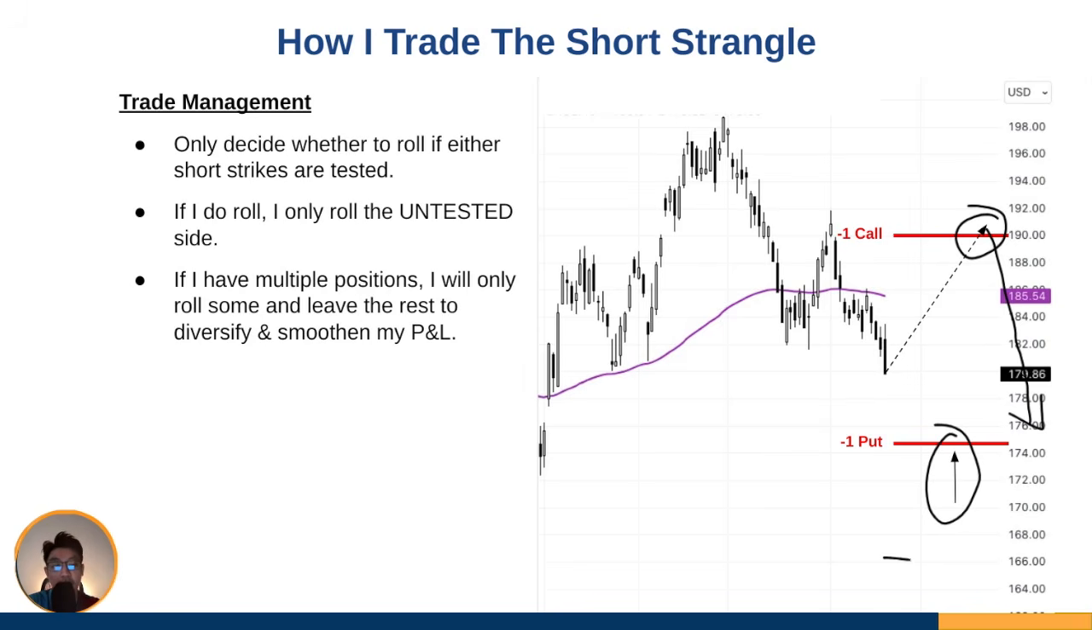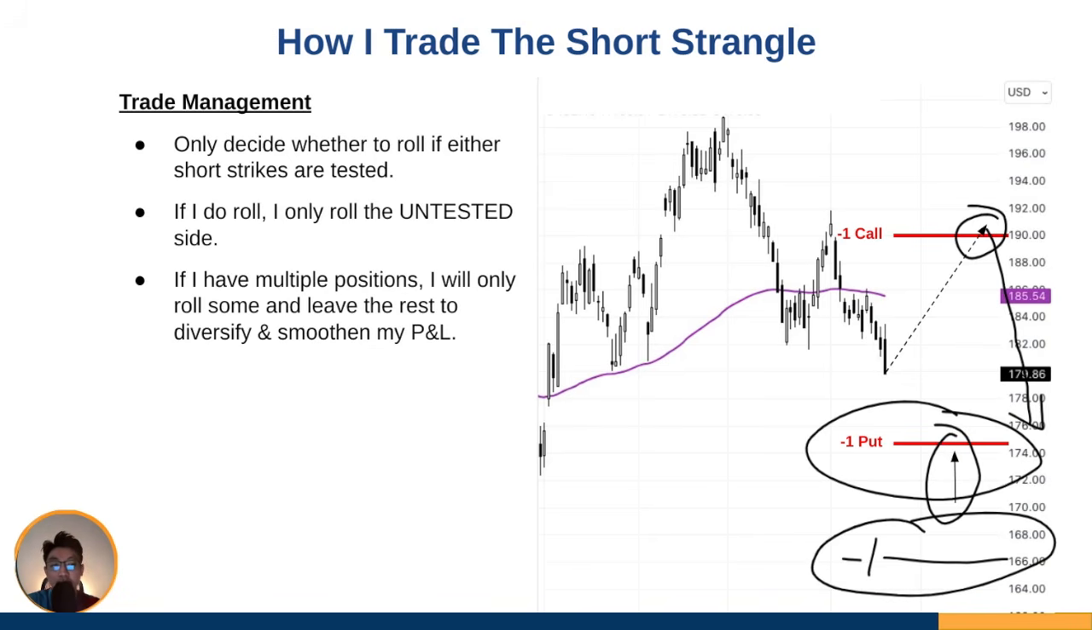So let's say, for example, the original one is this, right? So right now I can have two strangles, one I rolled and one I left. If the market actually comes down, then this one that I rolled down here is most likely going to be back into a loss, right? Because it came down too far and it tested the put strike that I rolled to. But I have another one which I didn't roll, so this one will now nicely be in a profit. So in this case, I'm diversifying my P&L as well.